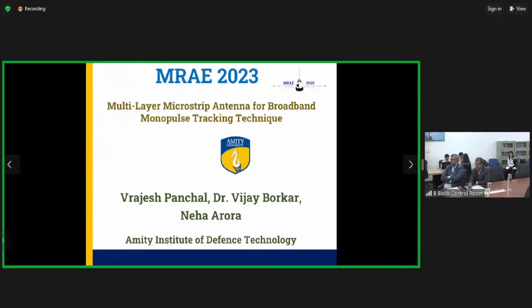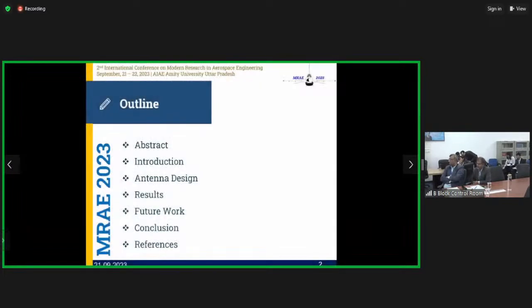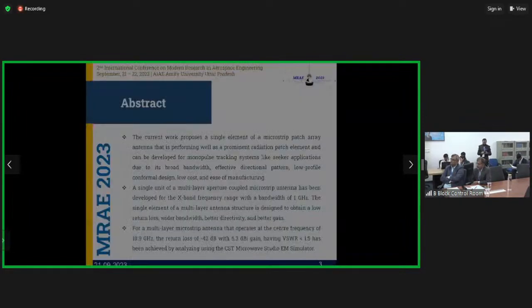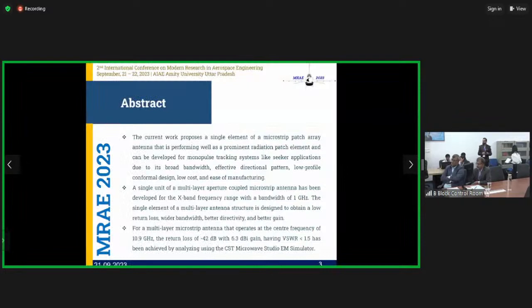Okay, so my name is Rajesh Panchal. I am a student of Amity Institute of Defense Technology. So my research work is on multi-layer microstrip antenna for broadband monopulse tracking technique. These are all the topics which I will cover in the presentation. Let's first see the abstract.